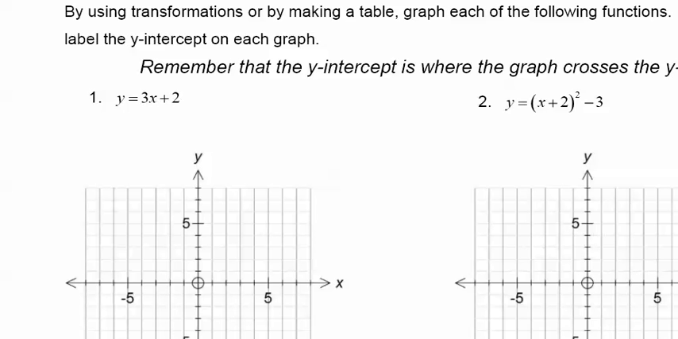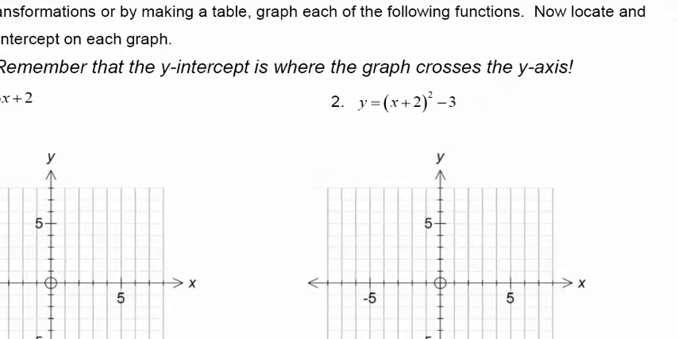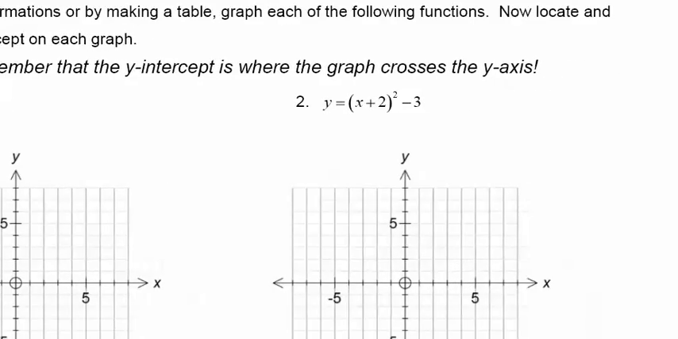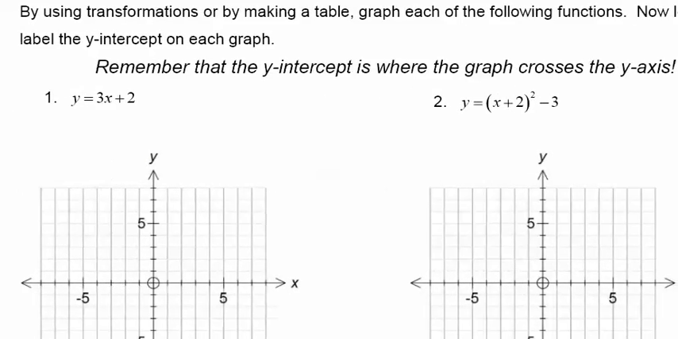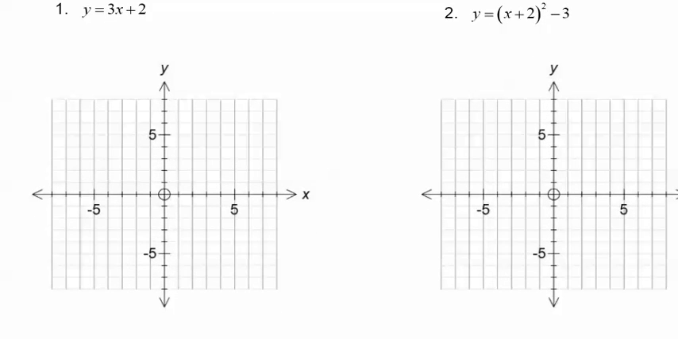The directions tell us that by using transformations or by making a table, we should graph each of the following functions below, and then locate the y-intercept on the graph. So we're going to do that. For the first one, we're going to graph the function 3x plus 2.